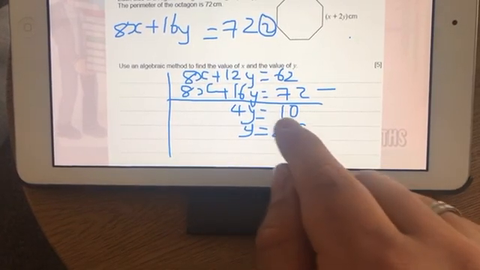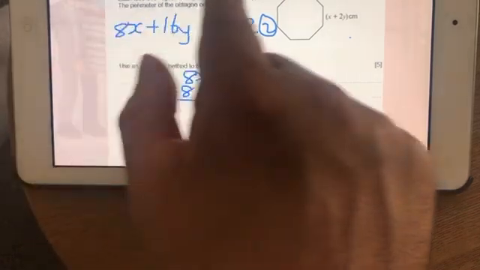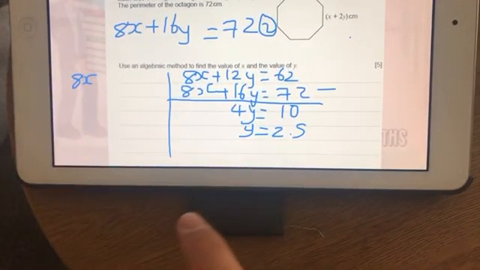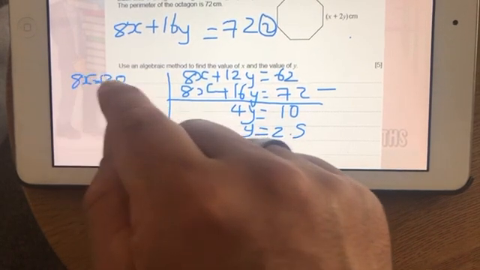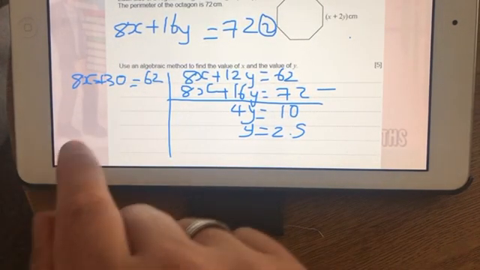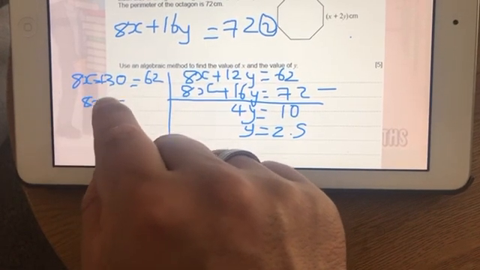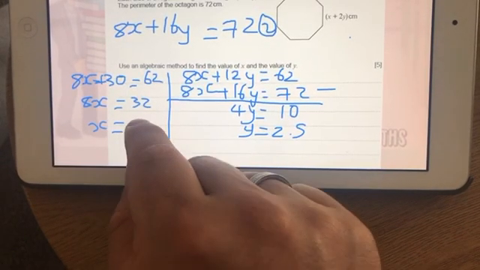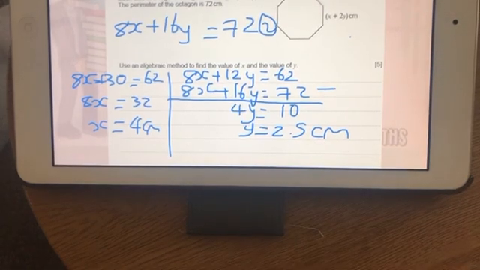Now you know y is 2.5, so I'm just going to substitute that back in to find out what x is. y is 2.5. I'm going to pick the top one. So 8x plus 12y, 12 lots of 2.5. 12y is 30 equals 62. So 8x plus 30 equals 62. I'm going to take away 30 from both sides. 8x equals 32. If 8x is 32, x, if I divide by 8, would have to be 4 centimeters. So y is 2.5 centimeters, x is 4 centimeters.